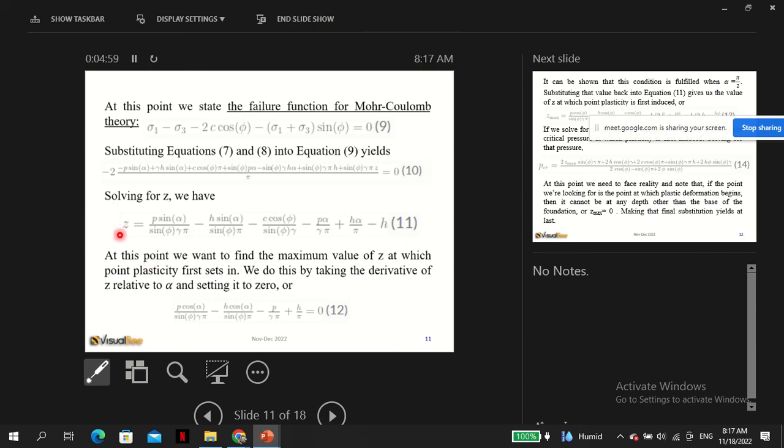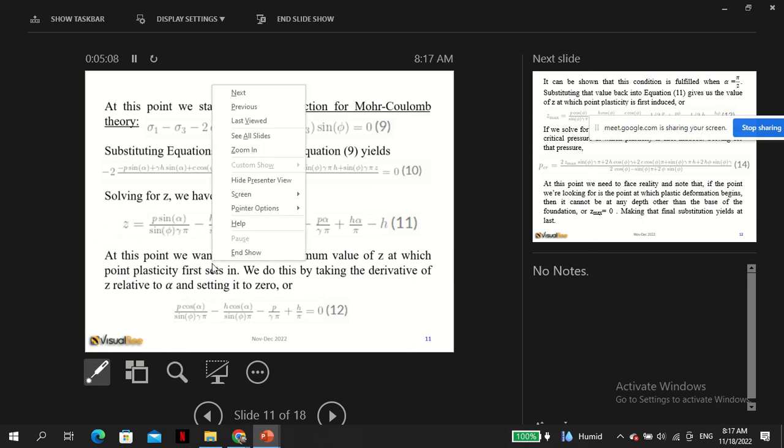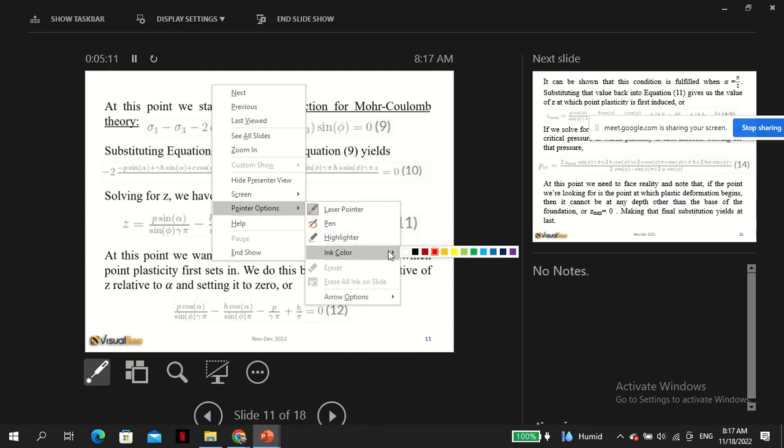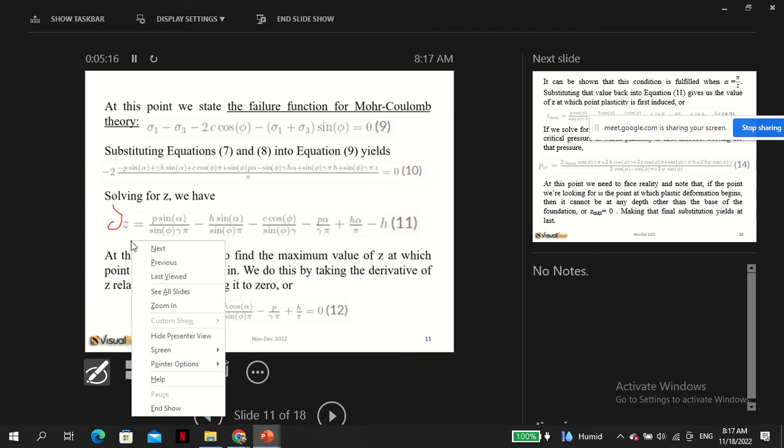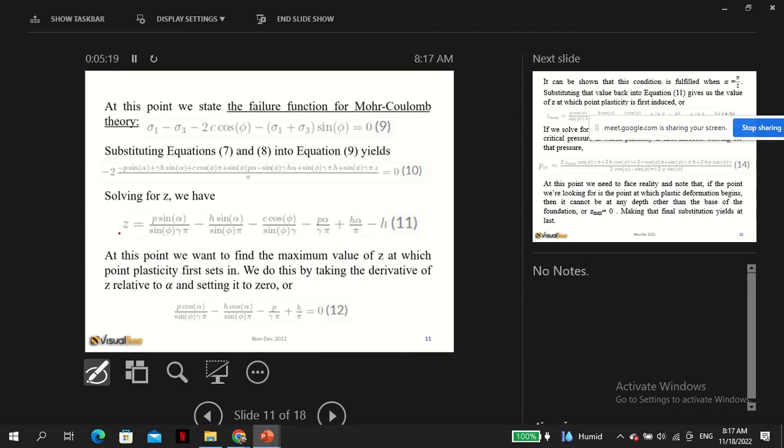So this is the equation, right? We want to find the minimum value of the derivative of z. You take dz over d alpha of this equation, and then we set that equal to 0. So when you differentiate that equation, this is what you get.